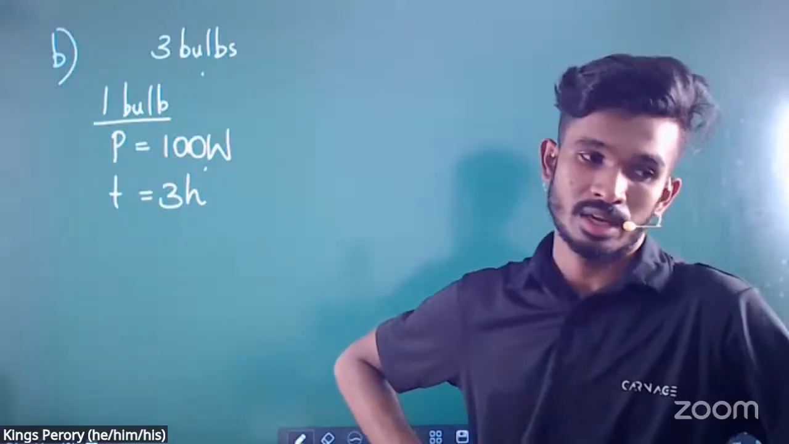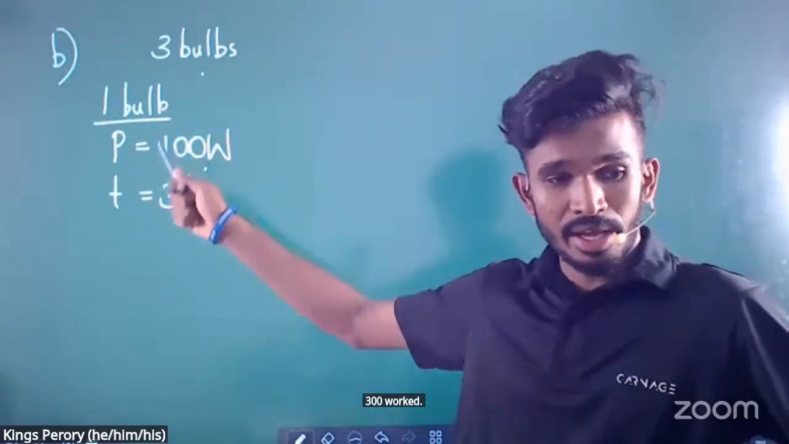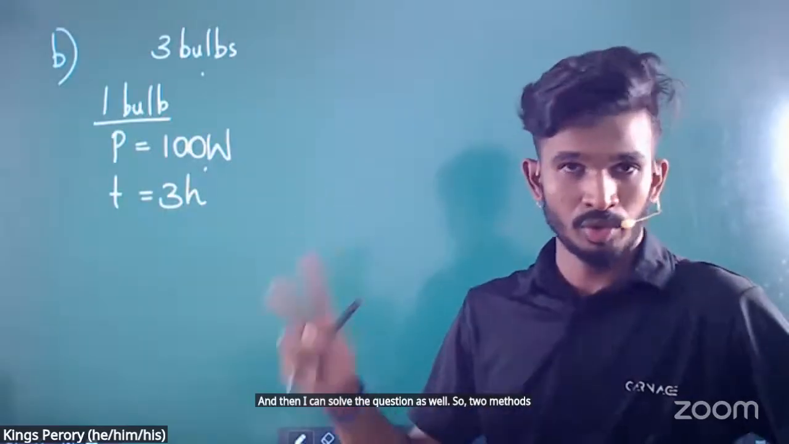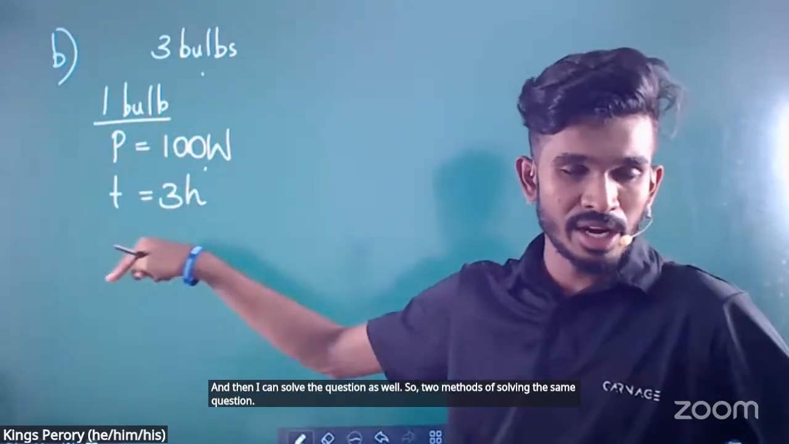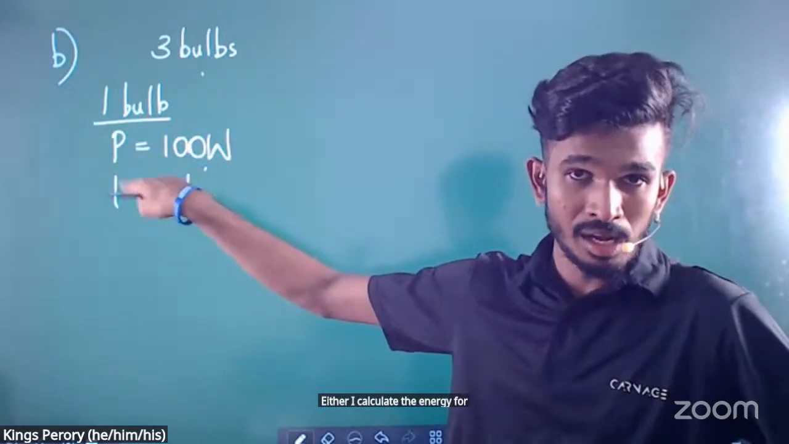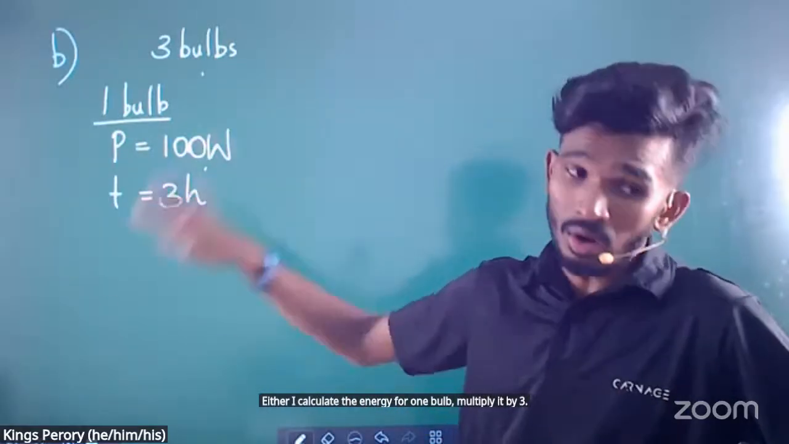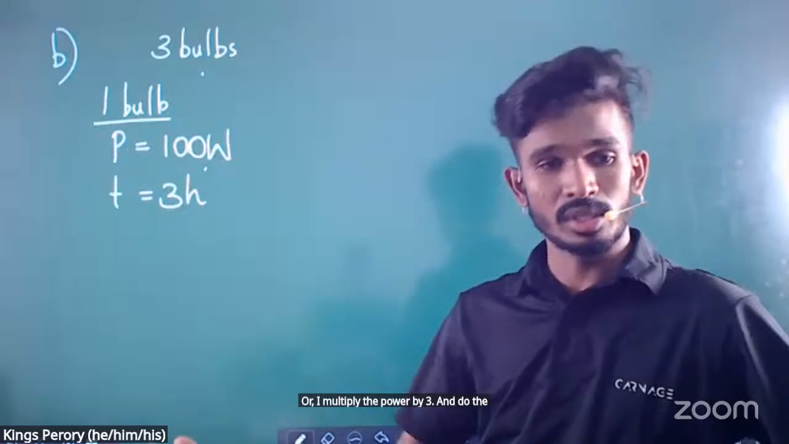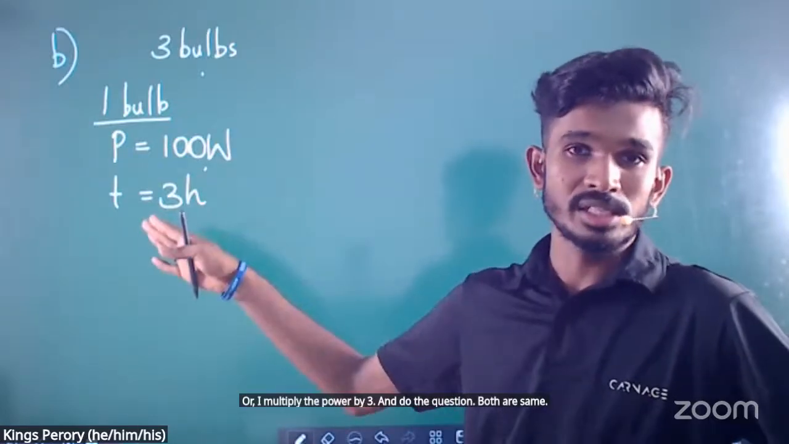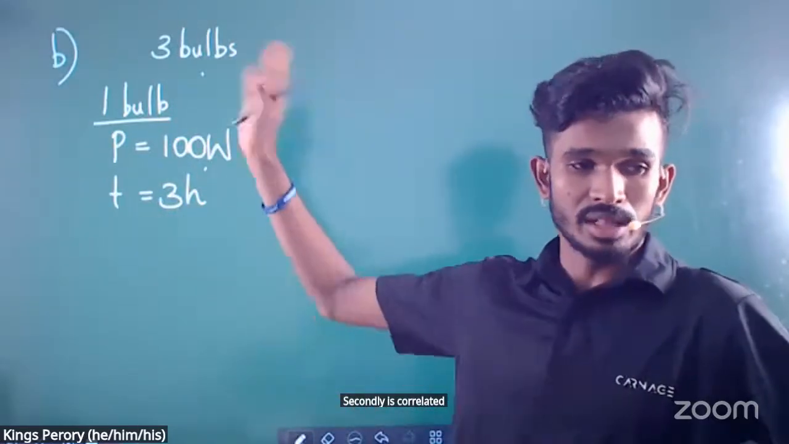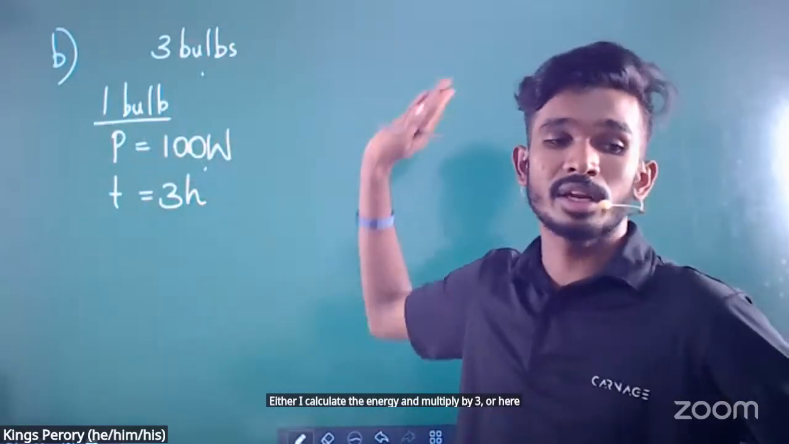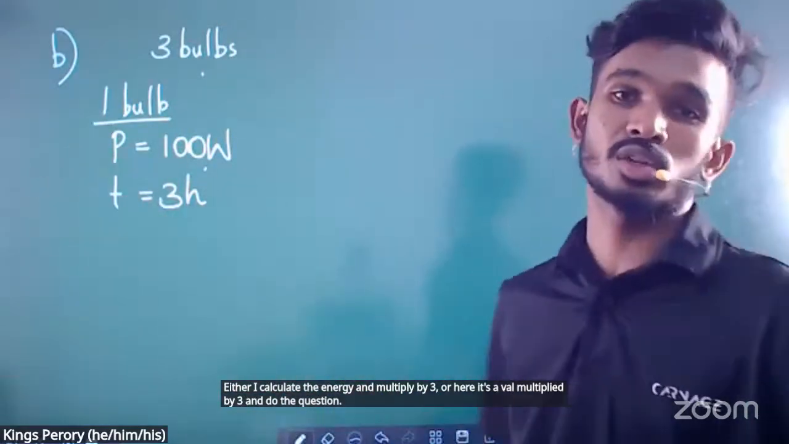300 watt. And then I can solve the question as well. So there are two methods of solving the same question. Either I calculate the energy for one bulb and multiply it by 3, or I multiply the power by 3 and do the question. Both are the same. Somewhere the multiplication by 3 should be added.